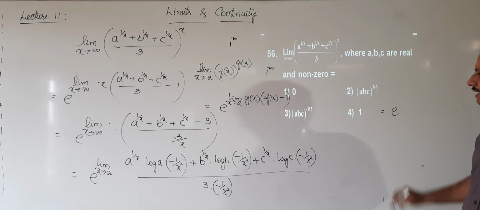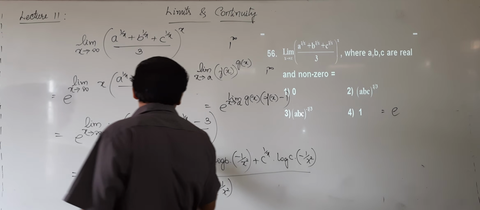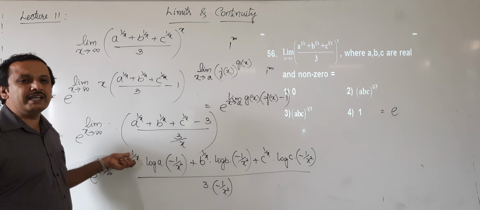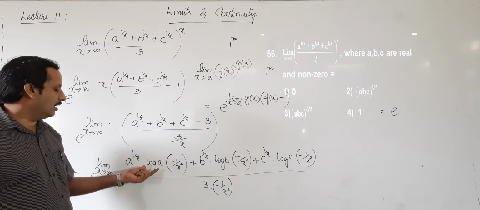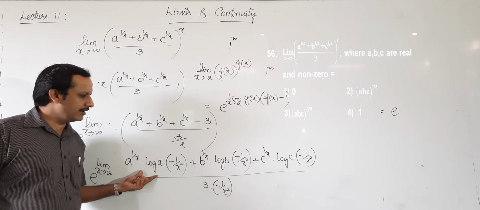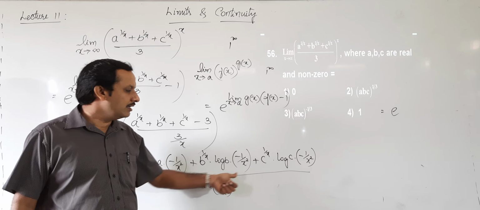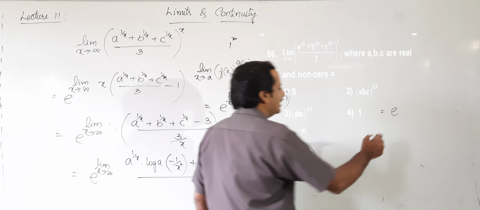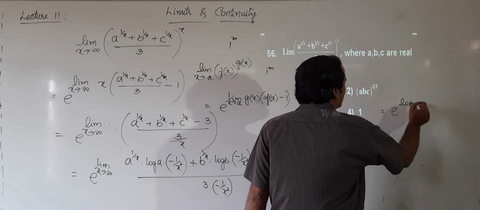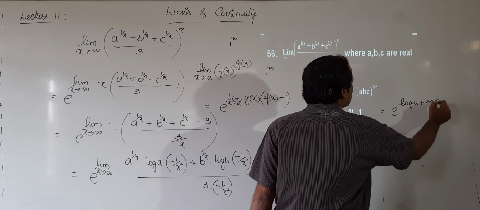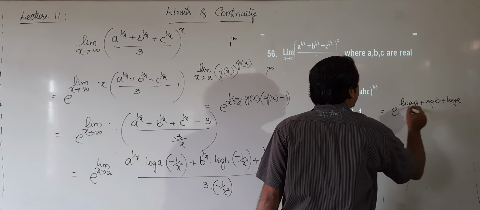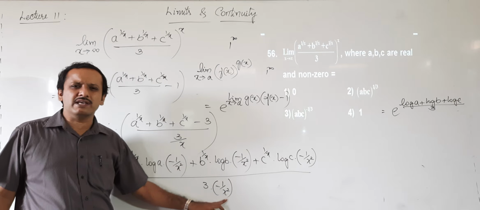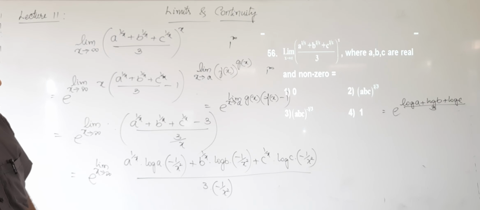Then we are left with e to the power... See, this minus 1/x², that we have cancelled. When we apply the limit, here we are going to get a^0. a^0 is 1. And here log a, 1 into log a. Here b^0 it will be 1. Here c^0, 1. So log b, log c. So we are left with e to the power (log a plus log b plus log c) divided by 3. 3 is there in the denominator. 3 into minus 1/x², that minus 1/x² we have cancelled. So 3 is there.